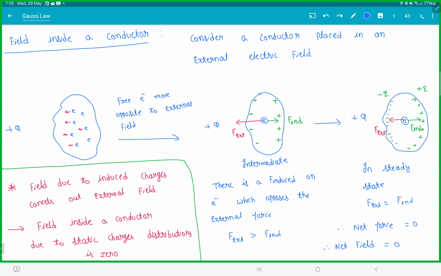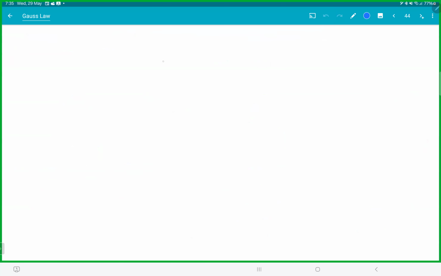So the argument is always like this. If the field is not 0 inside a conductor, what will happen? The electrons will go opposite to the field. The electrons will keep going, creating more and more induced charge till the induced charge cancels the external field. Think of it like this, the situation has become like this.